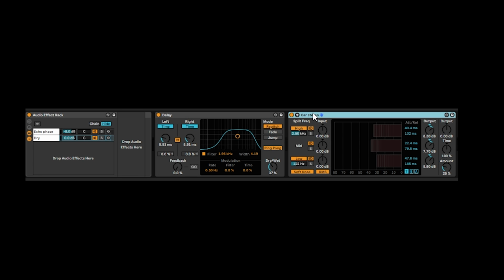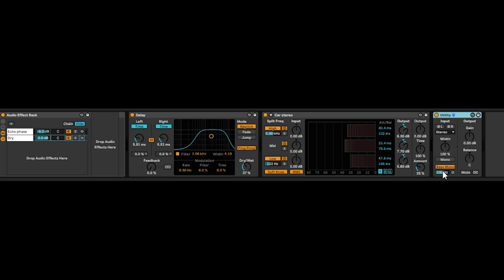And then I put on a multiband dynamics with the car stereo preset at 25%, and finally a utility with bass mono turned on at 200 Hertz.